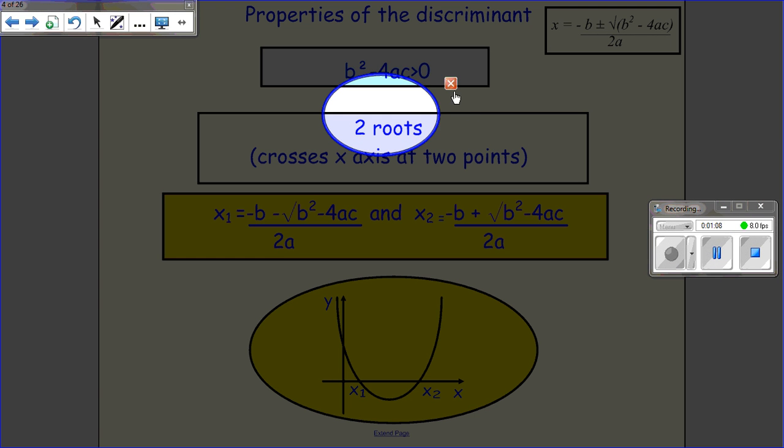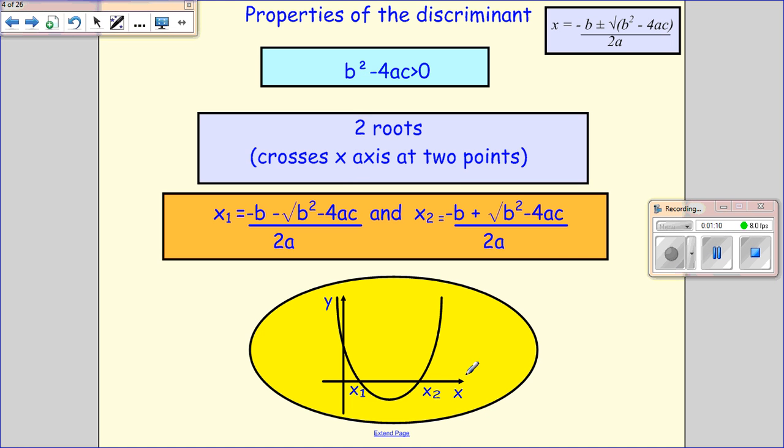So there's two places that the graph crosses the x-axis, and the roots will be given by minus b minus, there should be a bracket in here, but never mind, minus the square root of our positive number, and minus b plus the square root of our positive number. So if b squared minus 4ac is bigger than 0, we get two roots.